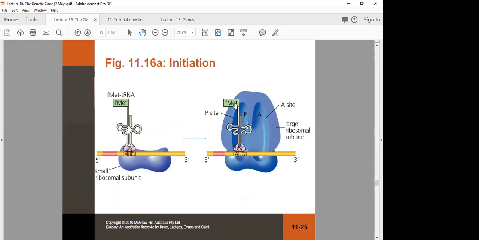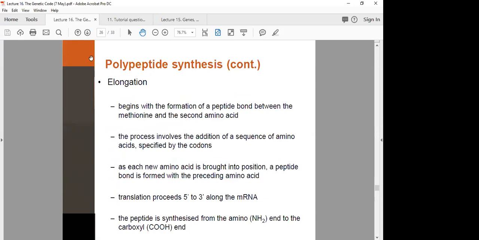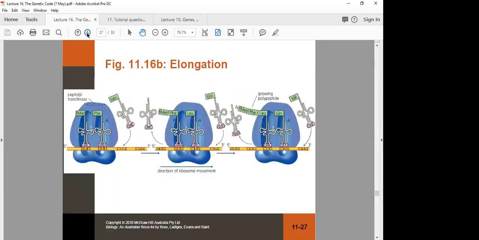Here we can see that the large ribosome subunit has bound to form a fully functional ribosome, and the transfer RNA carrying the methionine amino acid is situated in the P binding site. Okay, the next phase of translation is called elongation. And we'll look at that on the next slide. So just look at the left-hand side here, just this part of the diagram.